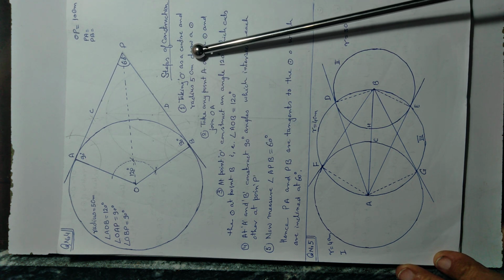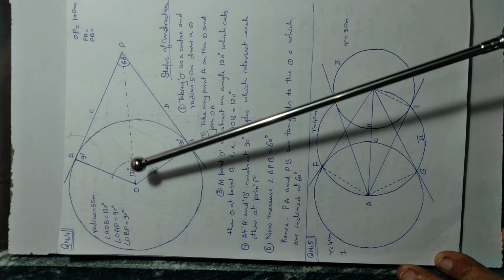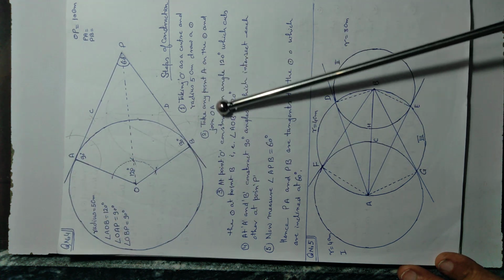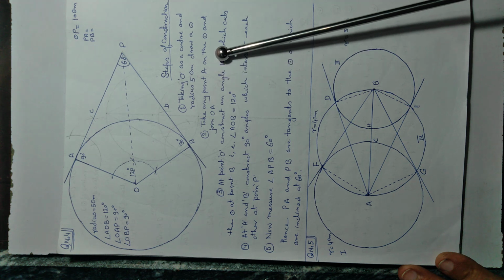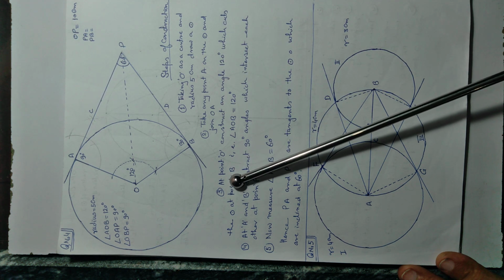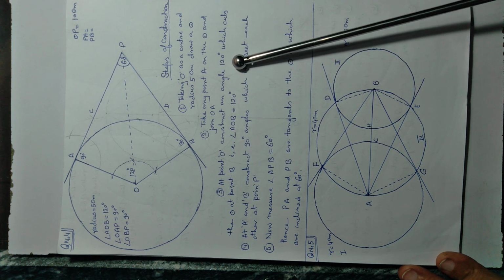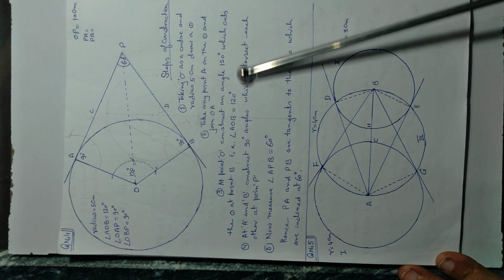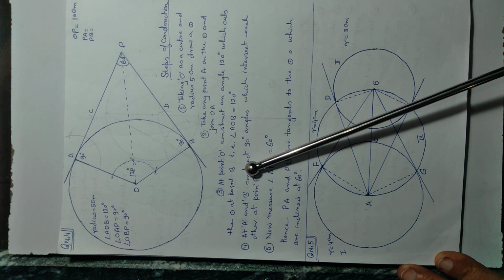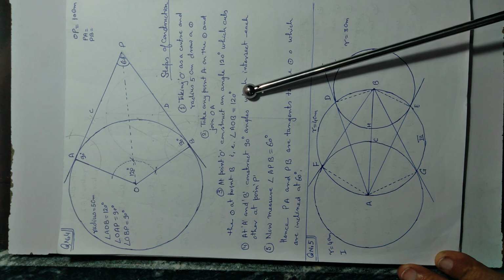Taking O as a center and radius 5 centimeter, draw a circle. हमने क्या किया, एक रेडियस लिया 5 सेंटीमीटर का, एक सर्किल ड्रा किया. Taking any point A on the circle and join OA. Third step पर at point O construct an angle 120 degree which cuts the circle at B. That is AOB is 120 degree.